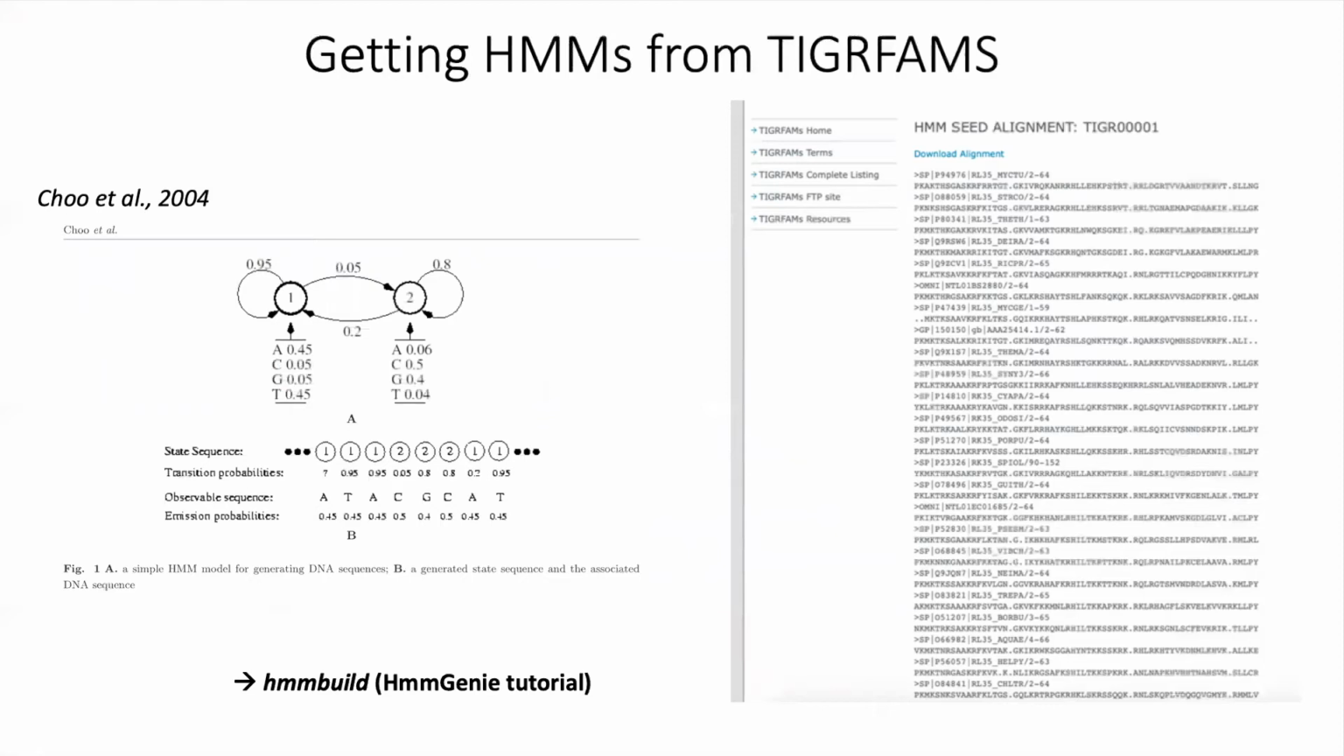So downloading an alignment from TIGRFAMs is as good as getting the HMM. This HMM has been discussed in lesson 3, and you should refer back to that lesson if you want more information.